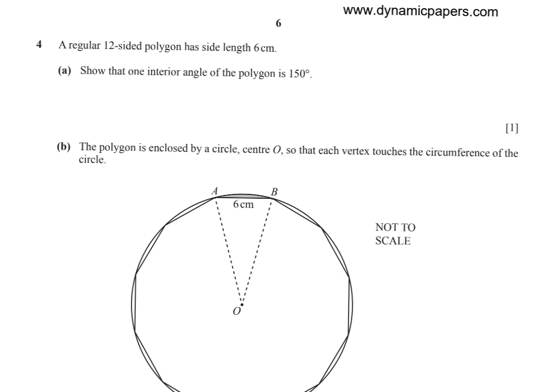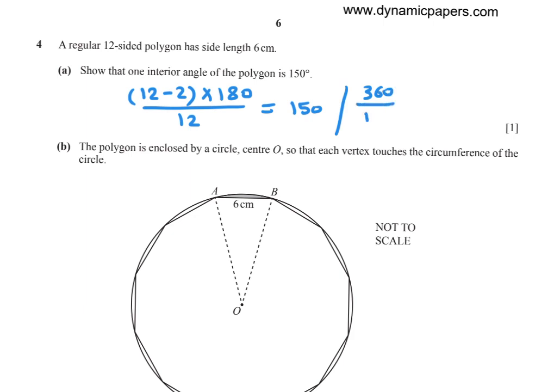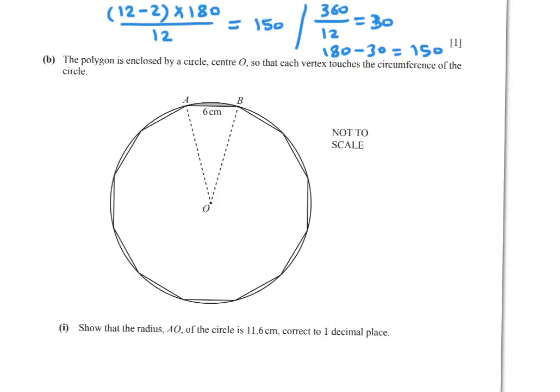We can find each interior angle by this formula: (N minus 2) times 180, divided by N, where N is the number of sides, 12. So 12 minus 2 times 180, divided by 12, the number of sides. So the answer is 150. Or you can find the exterior angle: 360 divided by 12 equals 30. Then to find the interior, 180 minus 30 equals 150.